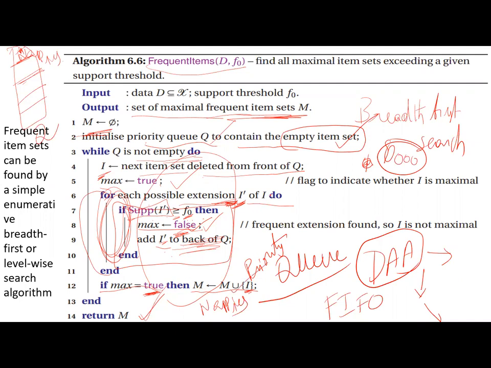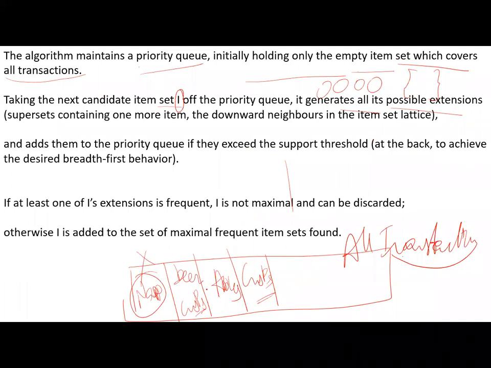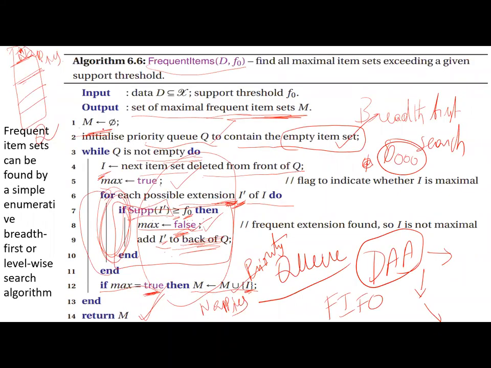So this is how we have to do, and all possible frequent item sets will come, and it adds them to the priority queue if they exceed the support threshold. If at least one of I's extensions is frequent, I is not maximal and can be discarded. Otherwise I is added to the set of maximal frequent item sets found. Finally we will get M. M is the frequent item sets.